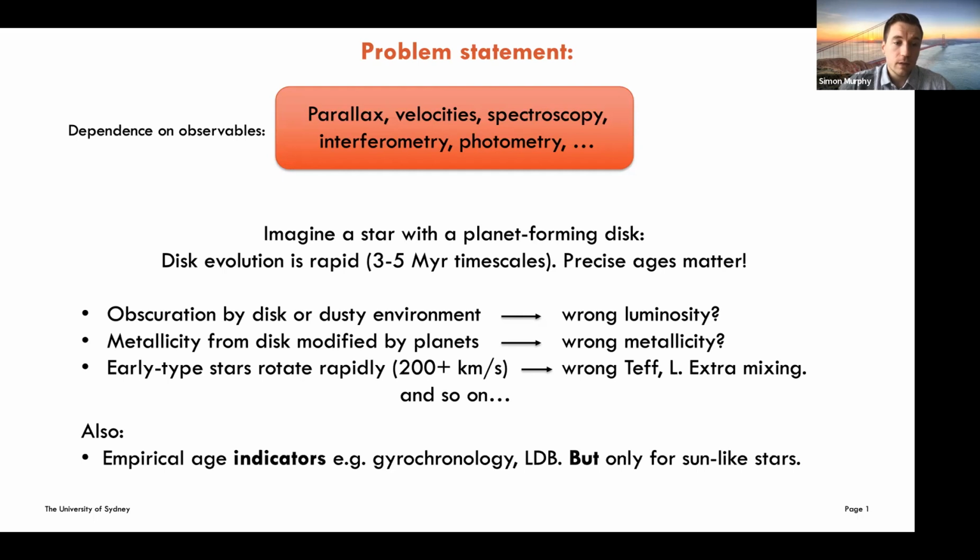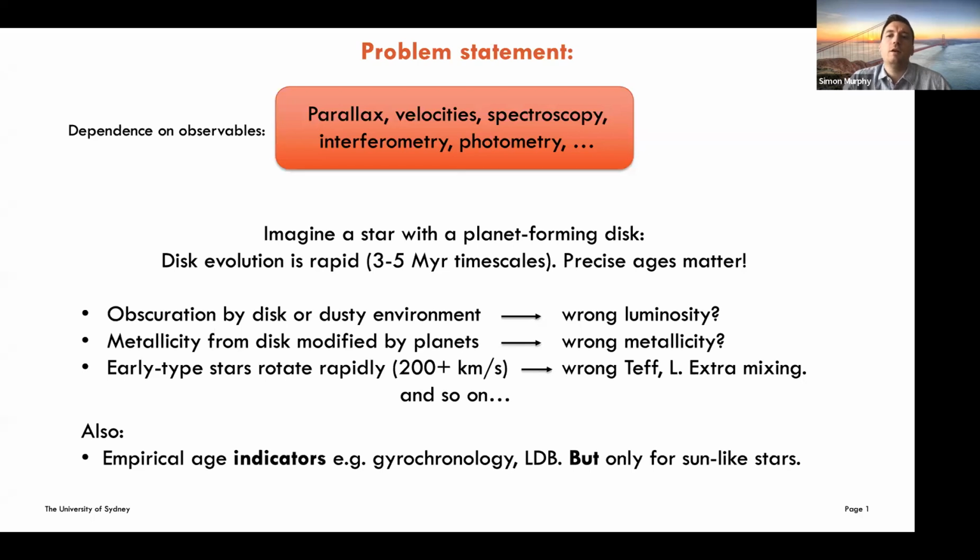Now, there are also different ways that you can measure ages. You can use empirical age indicators like gyrochronology or the lithium depletion boundary, but those only really work for sun-like stars. And so your best bet really is to try and use isochrones on a whole bunch of stars in the same association and come up with a sort of ensemble age that represents the association as a whole. So not every method is applicable to all types of stars. Like I say, the lithium depletion method is only going to be for cooler stars in general.